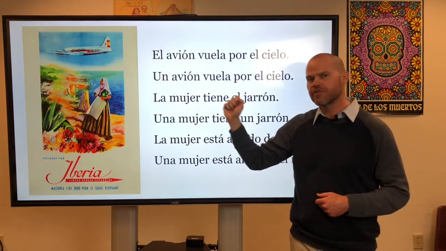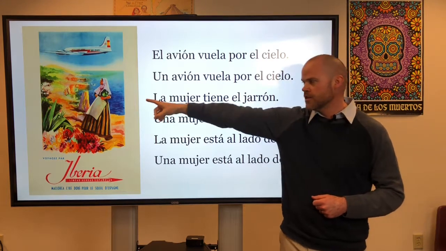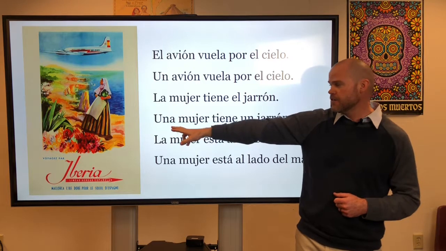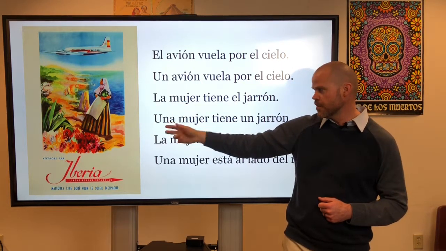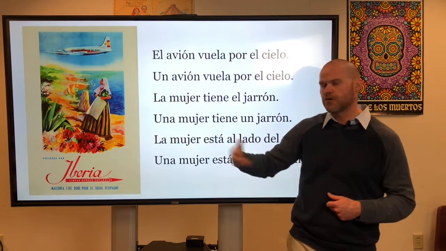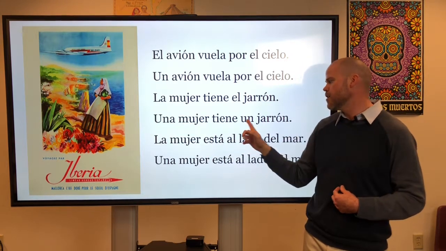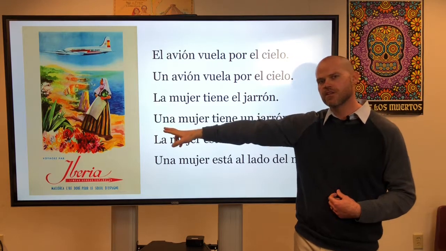Es un jarrón verde, right? So we're talking about that specific jug that's in her hand. If I change this to a definite, excuse me, this is the definite. If I change this to an indefinite article, it would change to una mujer. Now I'm not talking about this specific woman, I'm just talking about any woman, right? I'm saying a woman. Una mujer tiene un jarrón. Okay? So that's the difference between the definite article and the indefinite article.